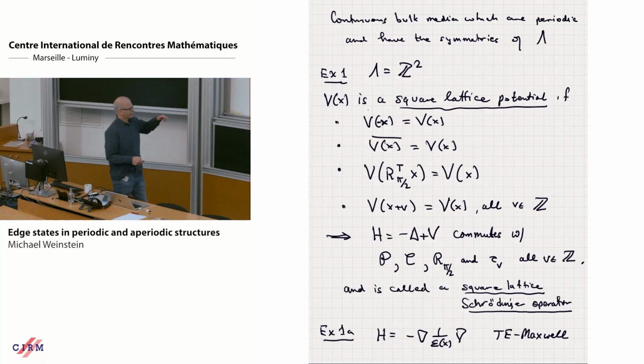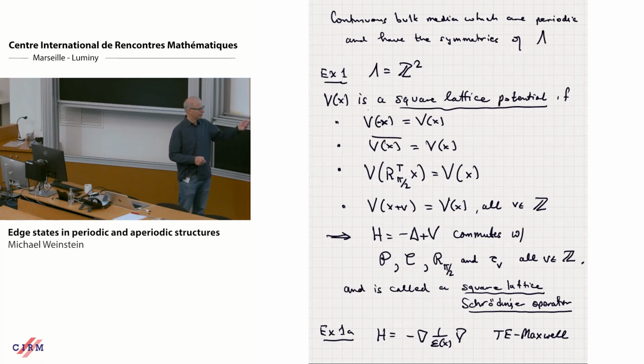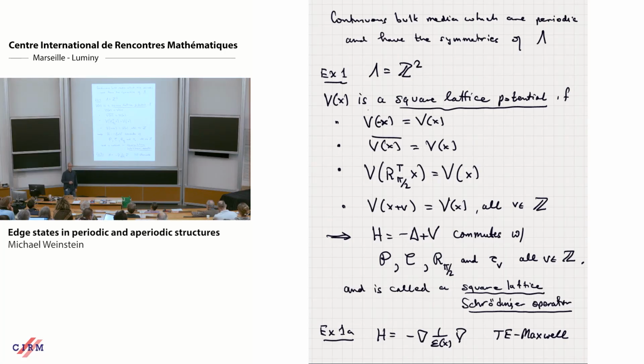Let me just say that in Maxwell's equations, of course, the epsilon is not always a scalar. It's sometimes a tensor. And so there'll be a variant of this where you have to conjugate the inverse of the dielectric tensor with the rotation matrix.